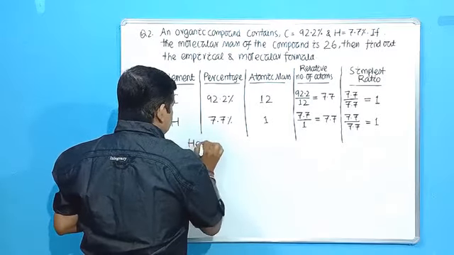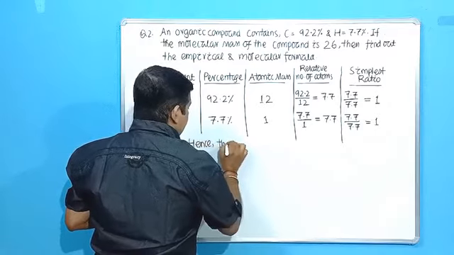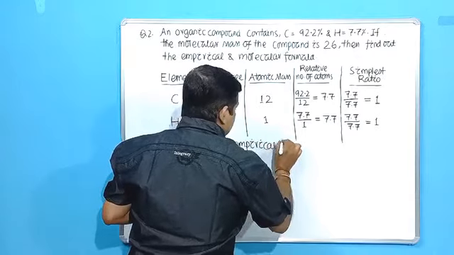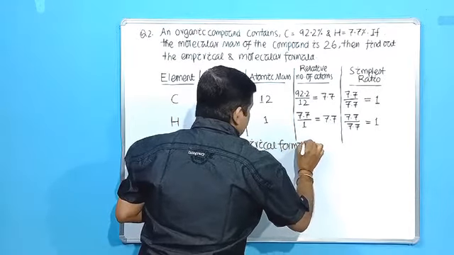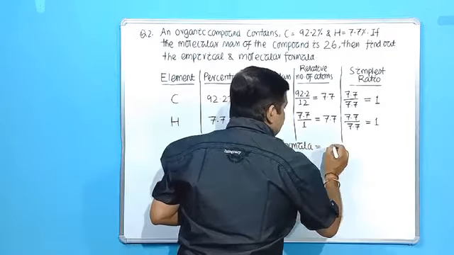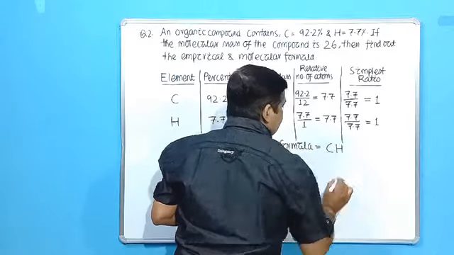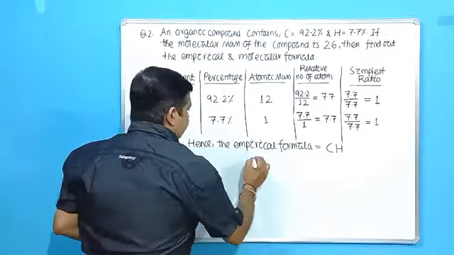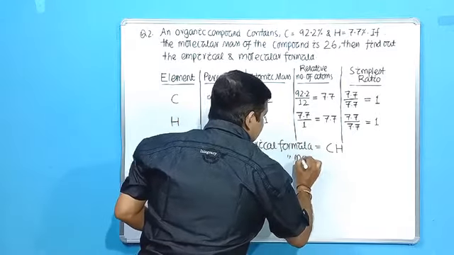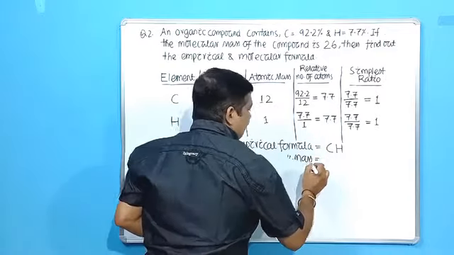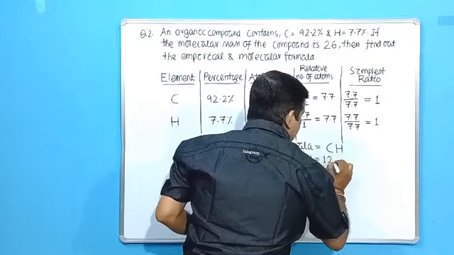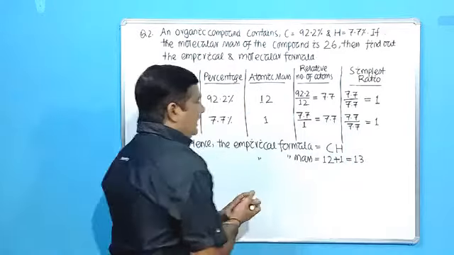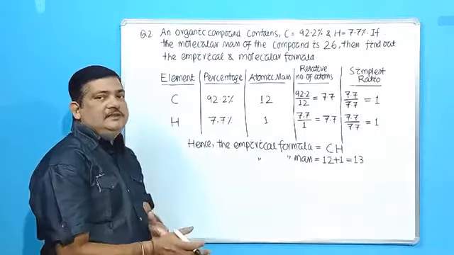Hence, the empirical formula of the compound will be CH. 1 carbon, 1 hydrogen. Then empirical formula mass. Let us calculate empirical formula mass. Carbon is 12 plus hydrogen is 1. That is 13. Then in order to find the molecular formula, we need to find the value of N.